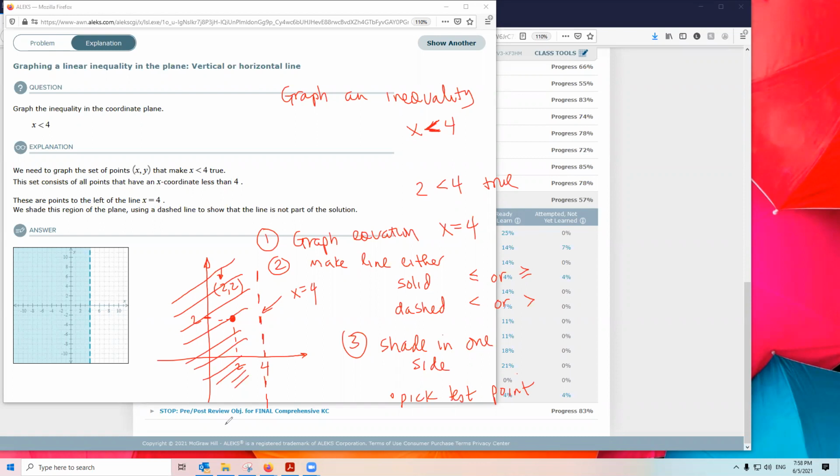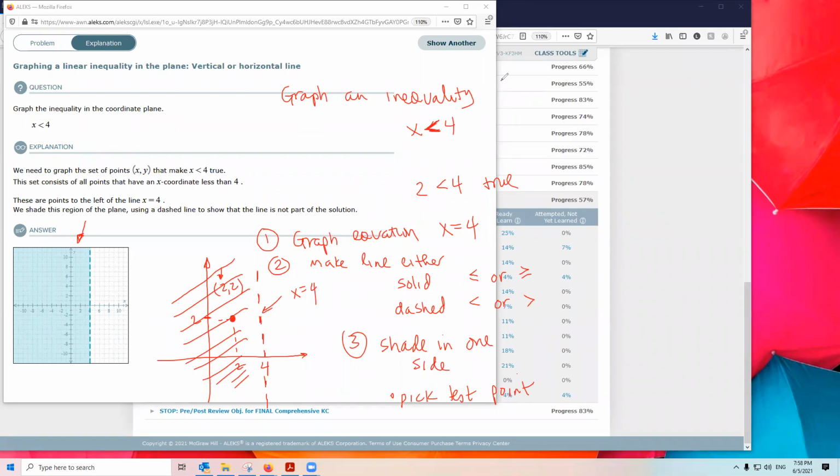If the test point leads you to a false inequality, then you shade in the other side of the line that doesn't contain the test point. So you could see the answer here is the blue shading is to the left of the vertical line at x equals 4. Now, when you go to graph this in ALEKS, you're going to see that there's a way for you to shade in one part of the line or the other.